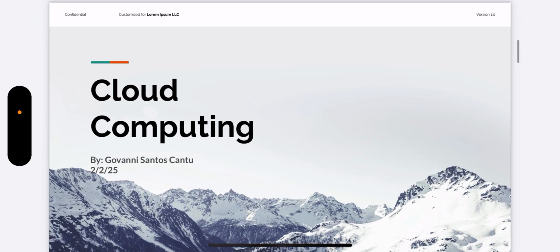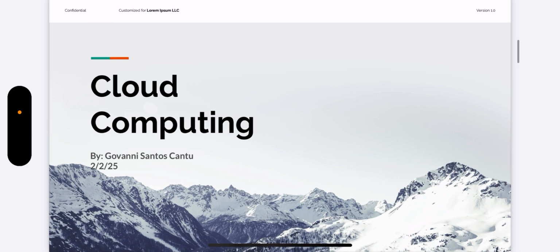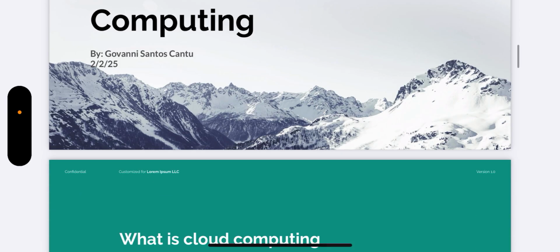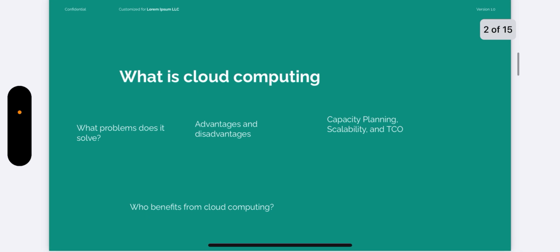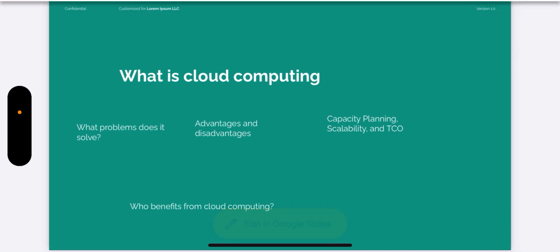I'll be doing my presentation on cloud computing and going over that slideshow for you today. Just to begin, what is cloud computing? What problems does it solve? Advantages and disadvantages of cloud computing, capacity planning, scalability, and total cost ownership of cloud computing, and essentially who's benefiting from this quote unquote thing called cloud computing.